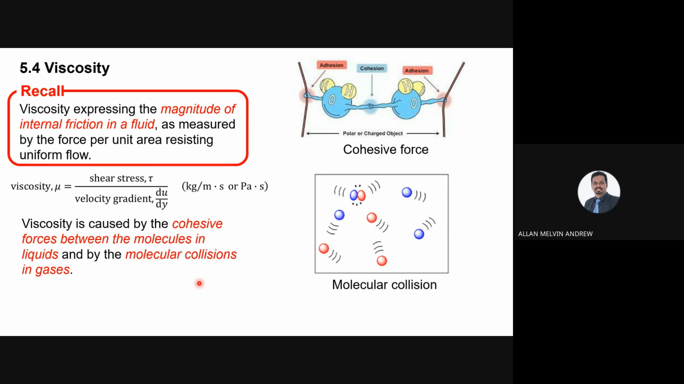For gas it will be different, because all the molecules will be distributed. They won't be at one point, they will be moving randomly. When the molecules are in random motion, they will be colliding with other molecules. The more they collide, the more viscous the gas will be. So there are two things that differentiate liquid and gas. Viscosity of gas is based on molecular collision, and viscosity of liquid is based on cohesive forces between molecules. That's the important part that we need to understand.